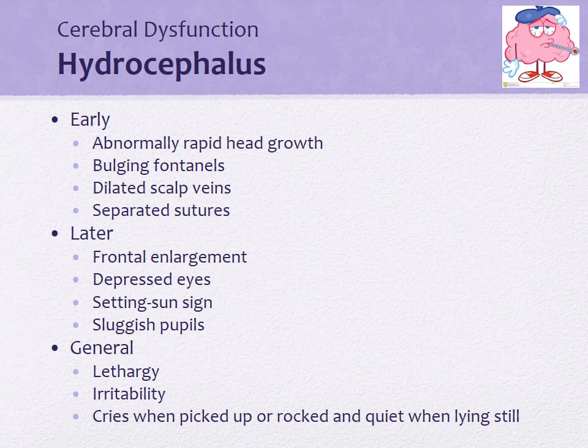Later signs and symptoms that you may see are frontal enlargement, meaning the front of where the forehead is will be enlarged. It kind of bulges out a little bit. Depressed eyes, and that's because the head's growing so much faster than the eyes. The eyes actually are smaller and kind of sink back in. And the setting sun sign, which we previously went over earlier last week. And then sluggish pupil reaction, because there's so much pressure on the brain, they're not going to be able to react as quickly.